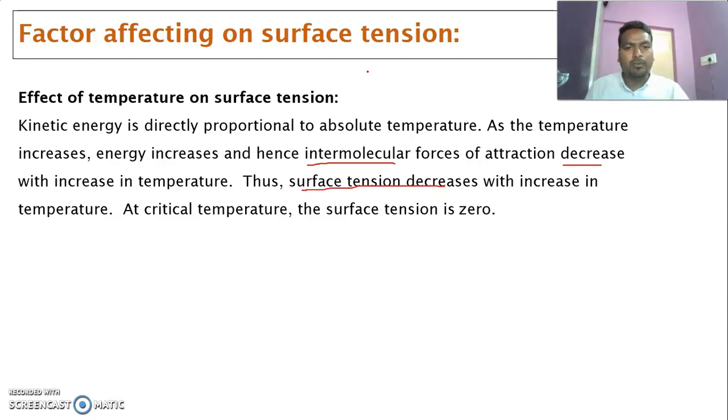Thus temperature is inversely proportional to gamma, the symbol used to indicate surface tension. So temperature is inversely proportional to surface tension. If temperature is more, surface tension is less. At critical temperature, the surface tension is 0. In the kinetic theory of gases, you understood the critical temperature.